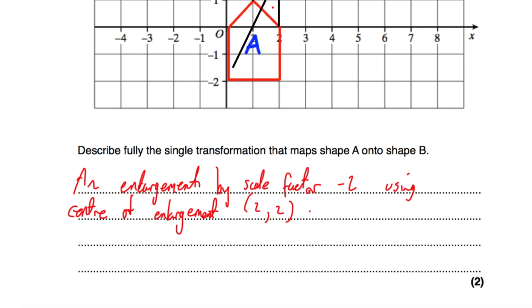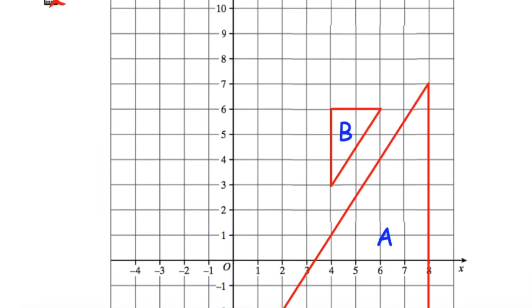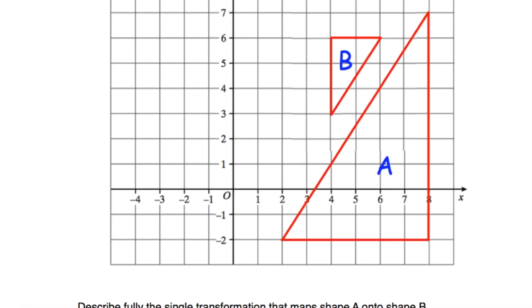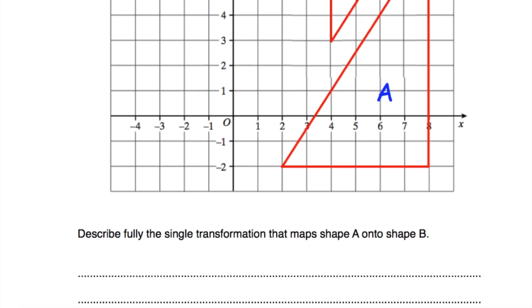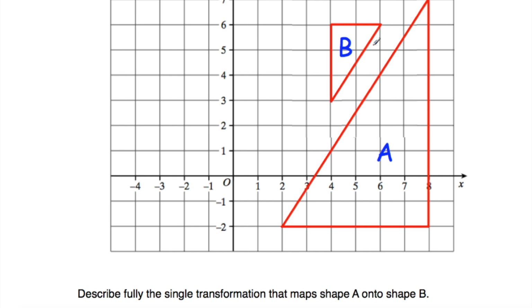Okay, let's look at our next question. Okay, question number 11. We've got these two shapes, A and B, and the question says, describe fully the single transformation that maps A onto B. So if you have a look at A, it's been flipped over because the right angle was here at the bottom right-hand corner, and with B, it's the top left-hand corner. So it's been flipped over, and B is a bit smaller than A, so there's been an enlargement.